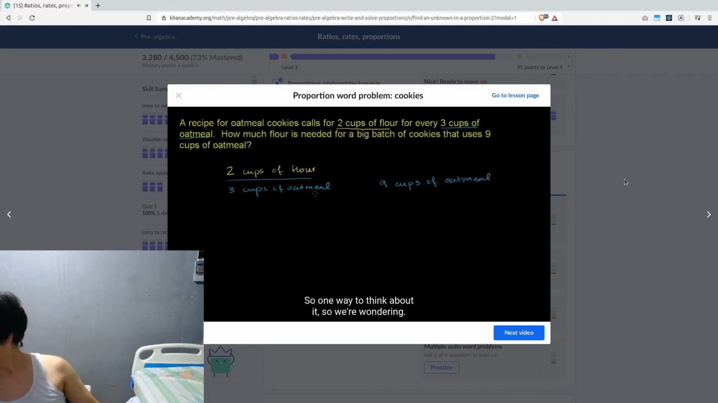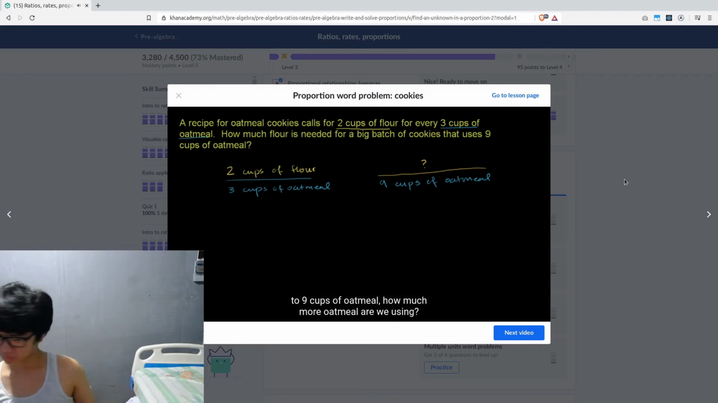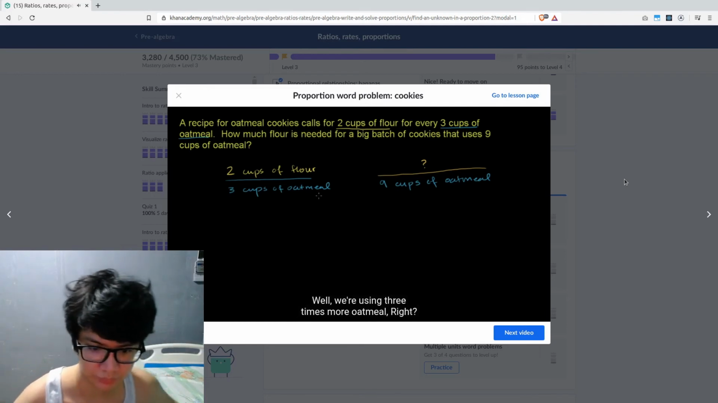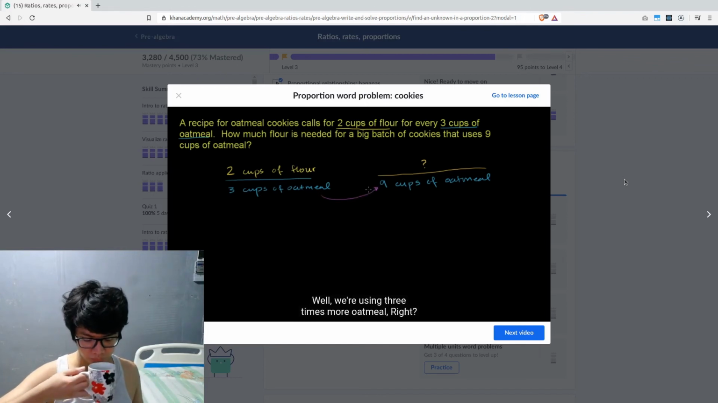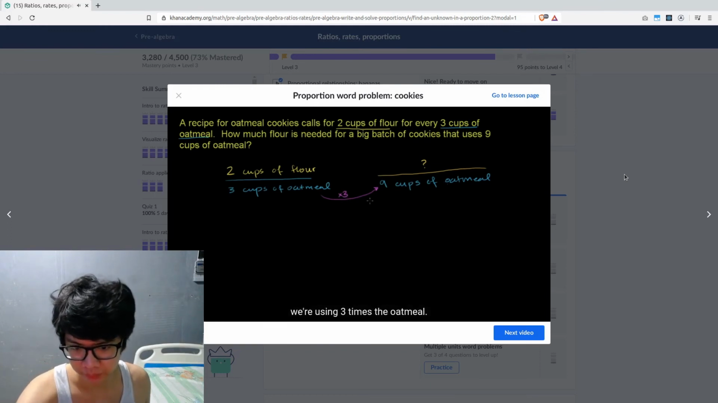So first of all, one way to think about it: we know if we have 3 cups of oatmeal, we should use 2 cups of flour. But what we don't know is if we have 9 cups of oatmeal, how many cups of flour do we use? That's what they're asking us. But if we're going from 3 cups of oatmeal to 9 cups of oatmeal, how much more oatmeal are we using? Well, we're using 3 times the oatmeal.